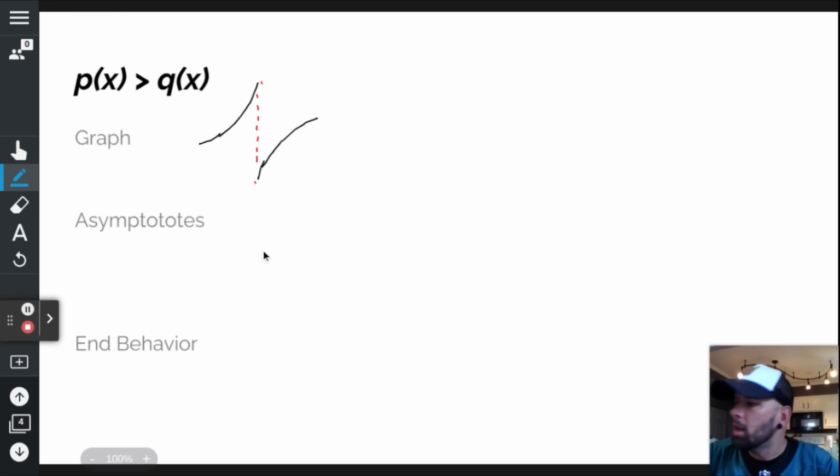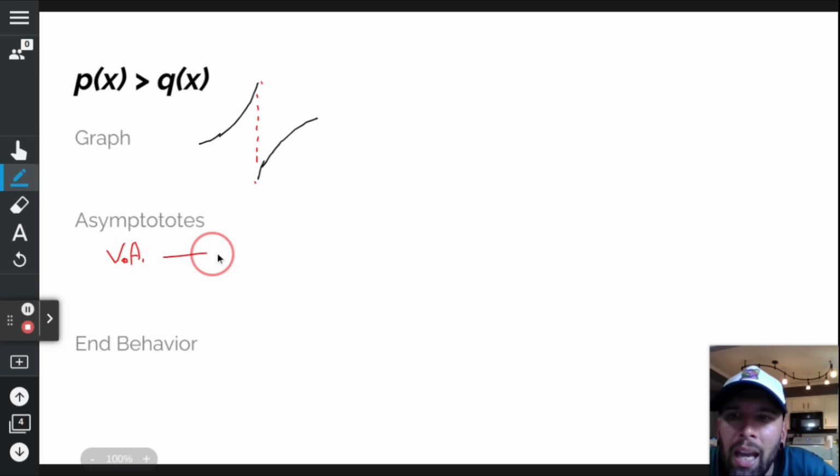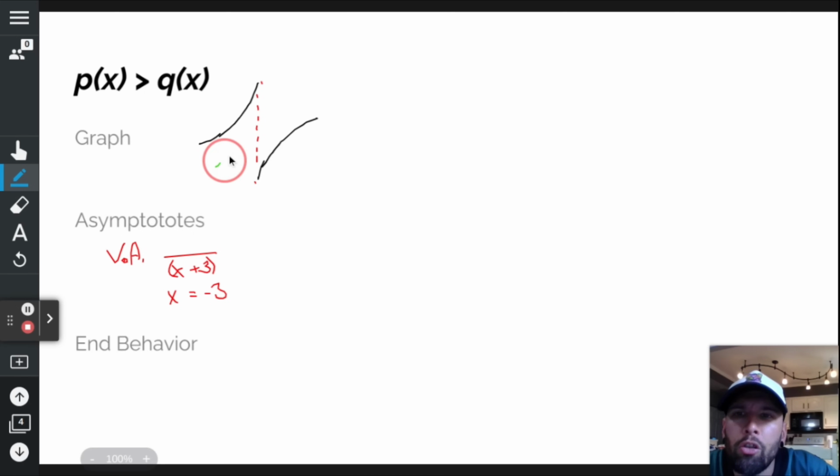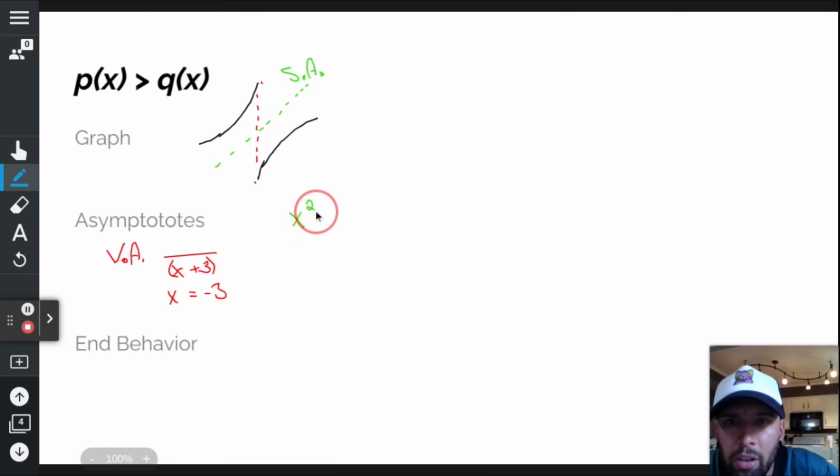I'll show you what I mean. Vertical asymptotes are going to behave exactly the same. You have x + 3 on the bottom as a factor somewhere. All right, x = -3 is going to be a vertical asymptote. Nothing to think about. Now, what occurs here is we are going to have what's called a slant asymptote. A slant asymptote, okay? So if I give you a problem just like this, and I'm asking you to find what is, like, let me give you this exact example.